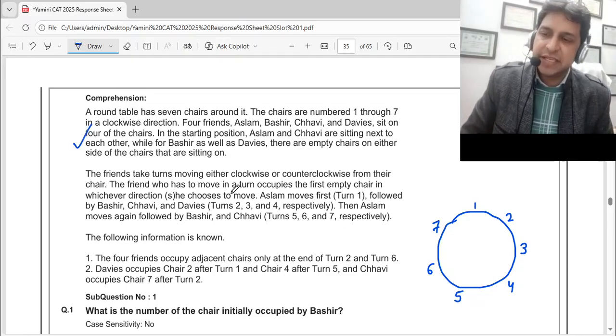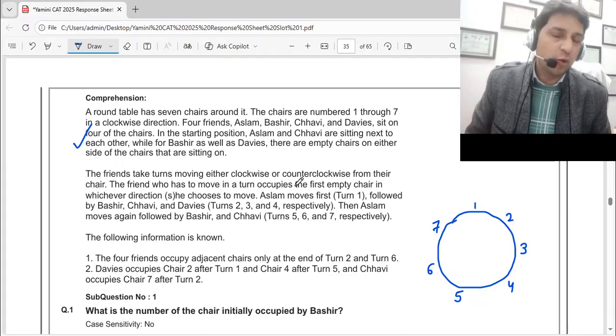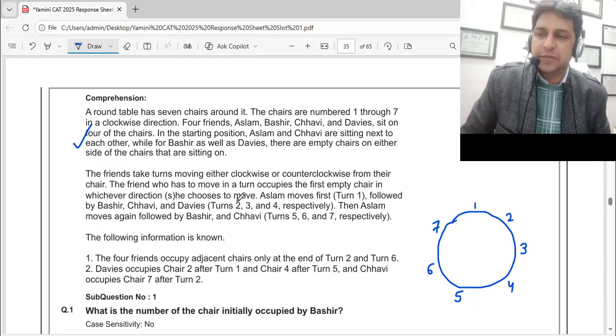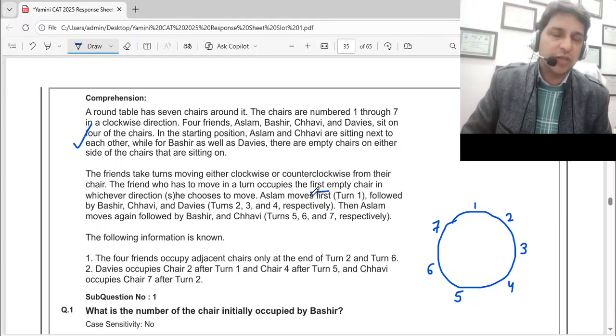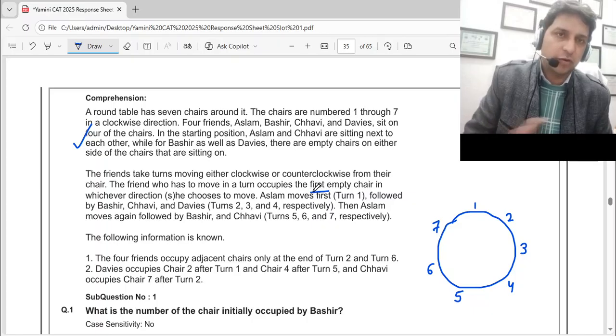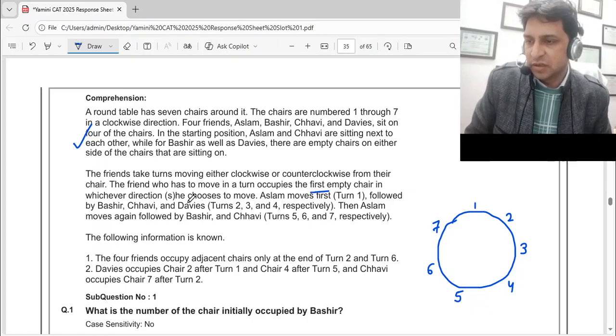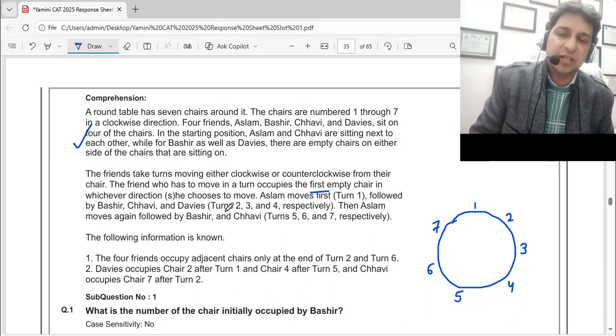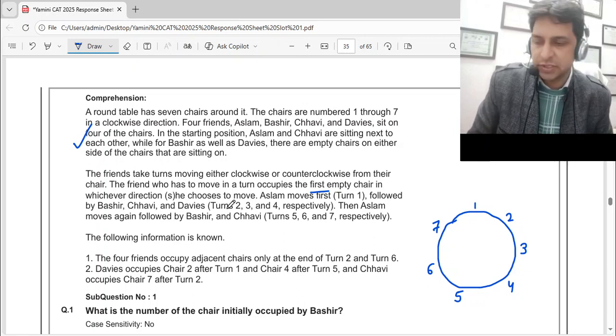The friends take turns moving either clockwise or counterclockwise. That means they can move left or right. And the friend who has to move in turn occupies the first empty chair. That means wherever they move, left or right, the first empty chair is the one they have to take. Now, Aslam moves first, A moves first, turn 1, then B, then C, then D, then again the sequence goes on A, B and C. So there are 7 turns in total.